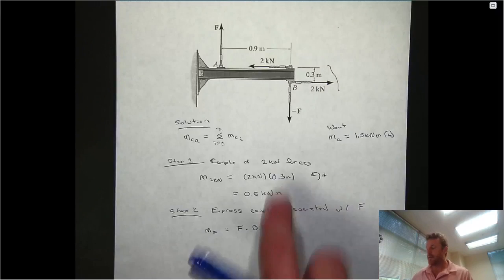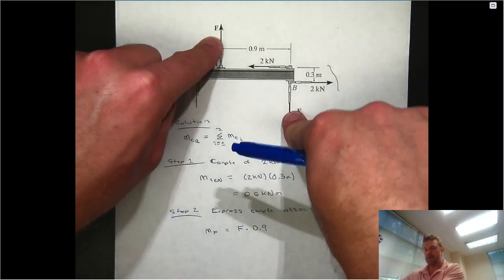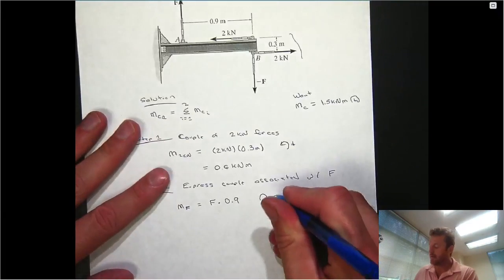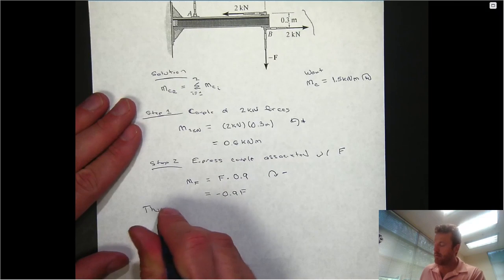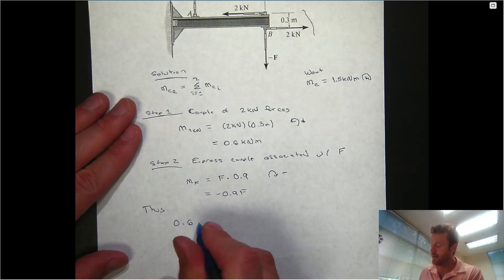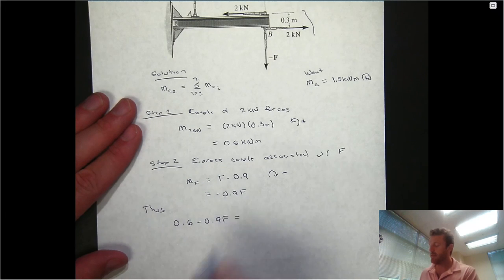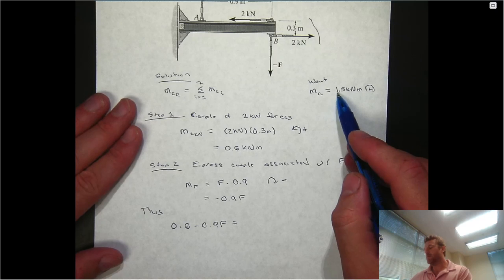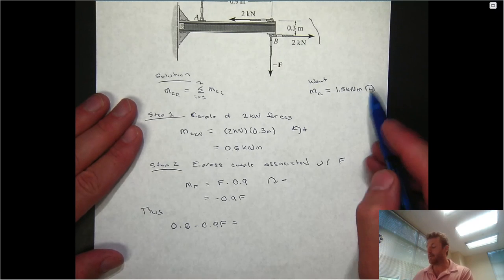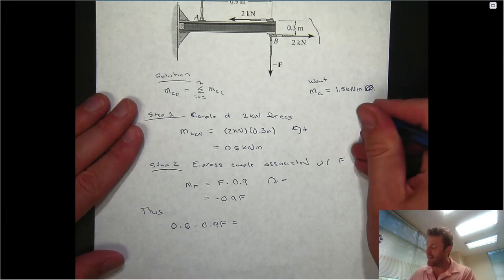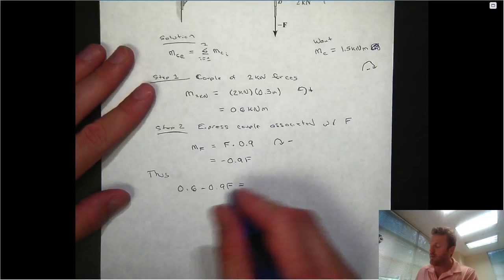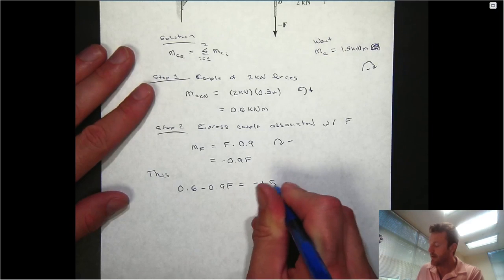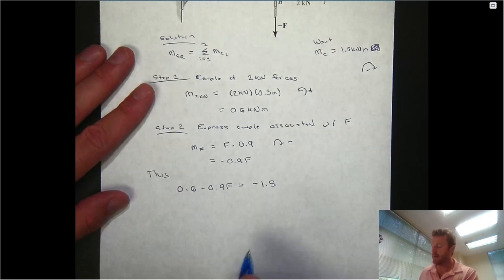Now, the one thing to be careful about: if you put your fingers on the paper and look at the rotation that it would induce, it's actually going to be in the clockwise direction. So that's going to be called a negative. So this is going to be minus 0.9 F. So what we know is that if we add these two things, 0.6 minus 0.9 F, we want them to be equal to the result we wanted, 1.5 kilonewton meters in the clockwise direction. Remember that the clockwise direction is actually negative. I should have said that beforehand. Counterclockwise is positive. So we want this to equal negative 1.5 kilonewton meters, and we're still all consistent.